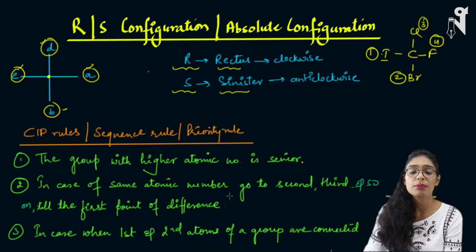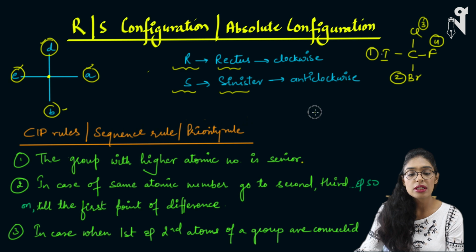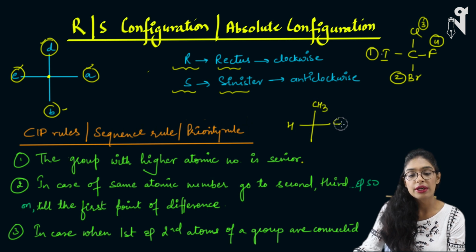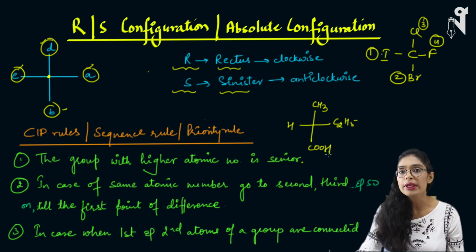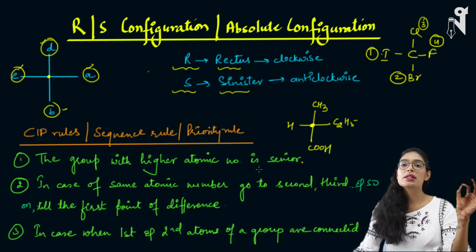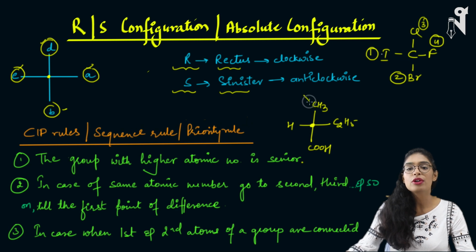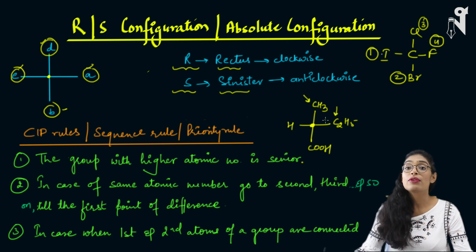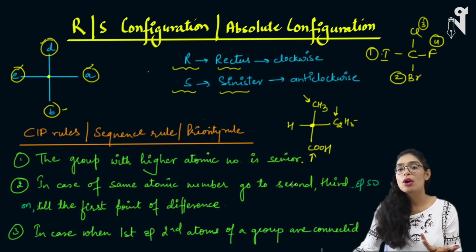Next is, in case of the same atomic number, go to the second and third, and so on, until the first point of difference. What do we mean? Let's say I have this kind of compound: I have H, I have CH3, I have C2H5, and I have COOH. Now, if you see very clearly, three groups are made up of carbon, right? The first atom attached to the center carbon is carbon itself. So on the basis of carbon, we cannot say whether the group is first, second, or third priority. We will have to see the next point of attachment. For this carbon, the next point of attachment is hydrogen. For this carbon, it is carbon. And for this carbon, it is oxygen. So which has the higher atomic number in this case?